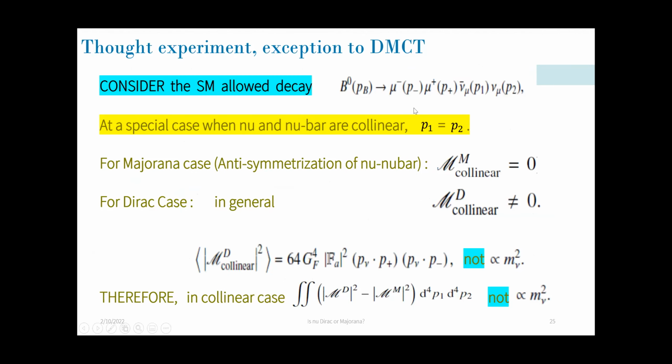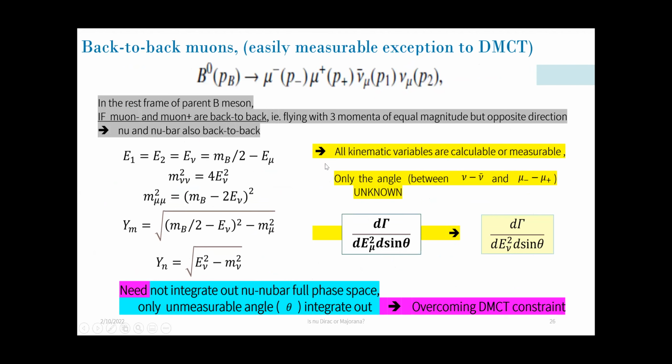I showed you two examples. One is the collinear case, one is the back-to-back case. The back-to-back case involves the full phase integral. Experimentally, the muons come back to back in the rest frame of the B. Even though I don't see the neutrinos, they must also be back to back because of momentum conservation. Because of this, E mu is calculable since M_B is known. So we know everything; even though we don't see the neutrino energy and momentum, everything is known. The only unknowns are the mu mu line and the nu nu line. So this is not a full phase space integral. Right, this is a very special kinematic configuration with a restricted phase space integral.